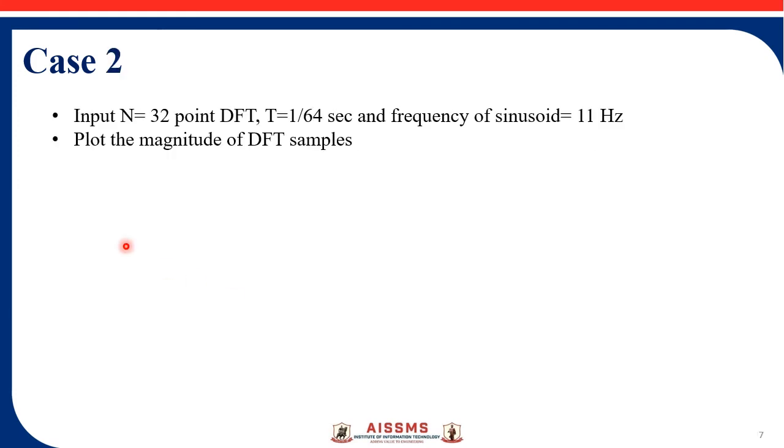Now let us consider the second case. We are going to input N equal to 32 point DFT. Then the sampling interval we are keeping the same, that is 1 upon 64 second. But now we are going to change the frequency of the sinusoid. Instead of 10 Hz we will consider 11 Hz, and we will plot the magnitude of DFT samples. The same Matlab program we will use; only while inputting the values, we will input the same value of N and T, but a different value for the sinusoid.